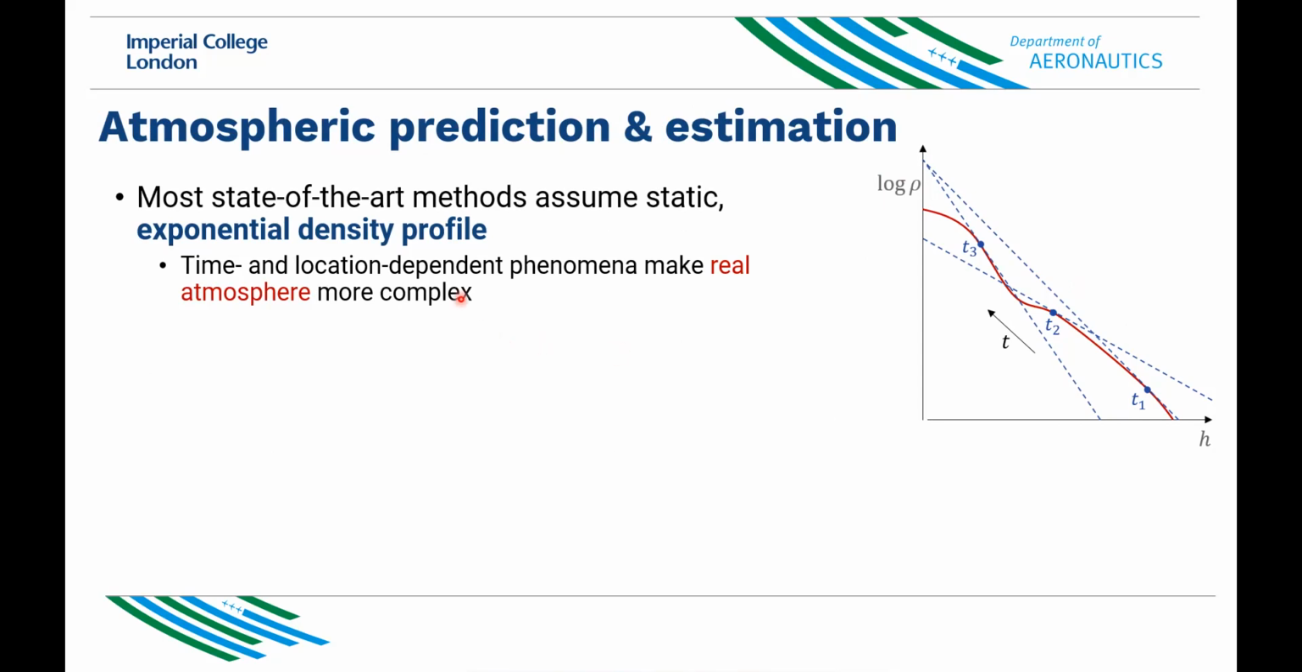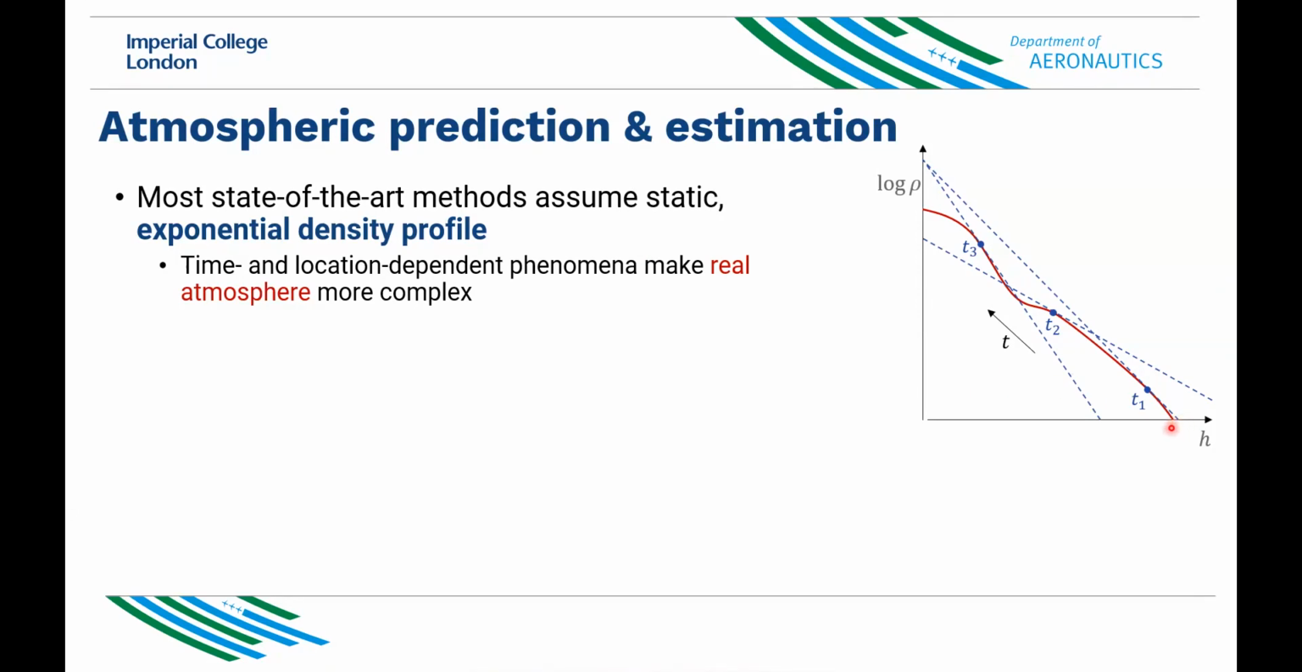Now, most state-of-the-art methods assume that we have a static exponential density profile during the predictor phase. And there are ways to improve this, for instance, by computing a scaling factor or by refining the scale height of the density profile through a Kalman filter. However, this still neglects the fact that the atmosphere of Mars is not truly exponential.